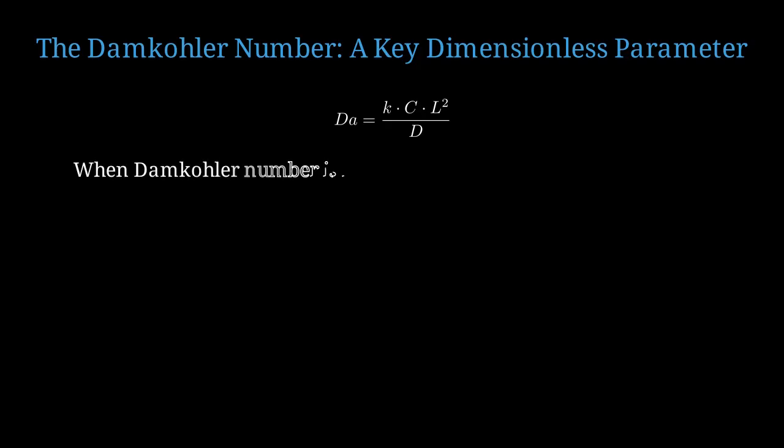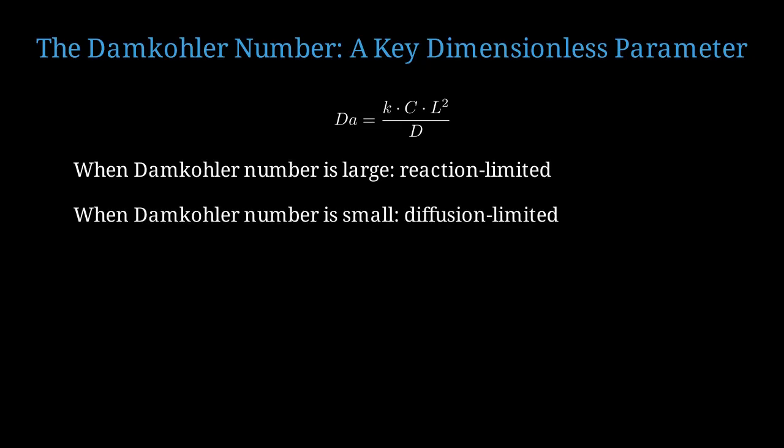To understand this competition, we use a dimensionless number called the Damköhler number, which compares the reaction rate to the diffusion rate. The Damköhler number equals k times C times L squared divided by D, where k is the reaction rate constant, C is the concentration, L is a characteristic length scale like droplet radius, and D is the diffusion coefficient. When the Damköhler number is much greater than 1, the reaction is fast compared to diffusion. We call this the diffusion-limited regime. When the Damköhler number is much less than 1, diffusion is fast but the reaction is slow. This is the reaction-limited regime.